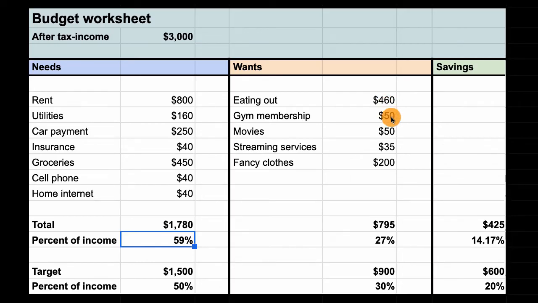Gym membership. These can be very important, but you don't have to have a gym membership. Going out, entertainment. This might be your streaming services. You don't necessarily need to watch these things. This is another form of entertainment, but some of us, we feel like we deserve this type of thing. And then I put fancy clothes here because you probably do need some clothes, but for a lot of us, there might be above and beyond fancy clothes or things that we might not absolutely need that I listed here. And all of that combined is $795.